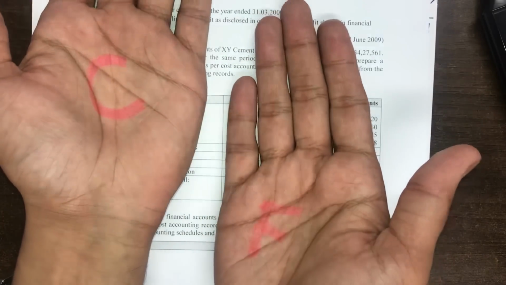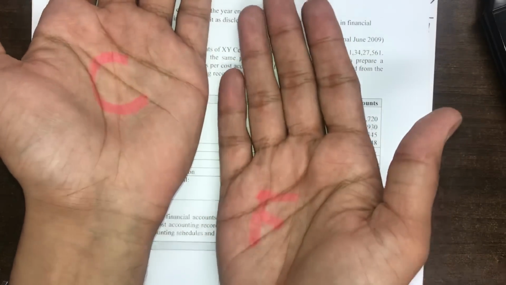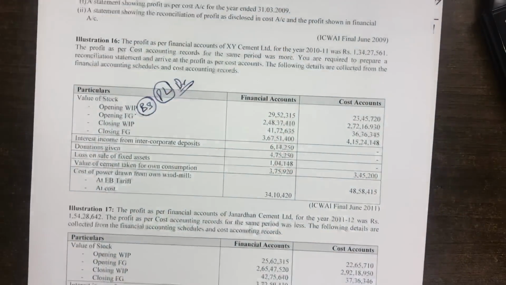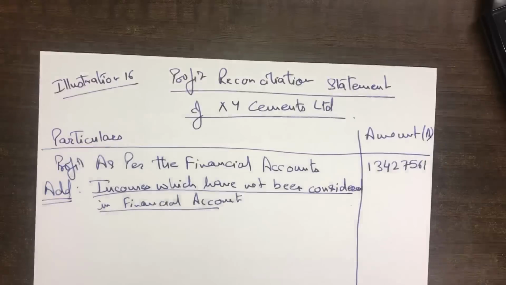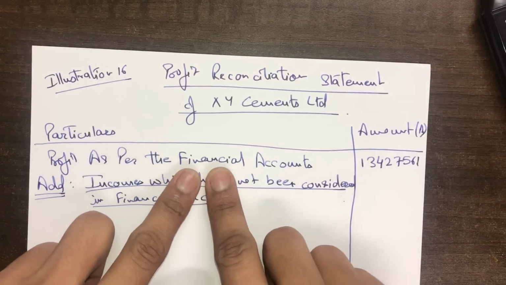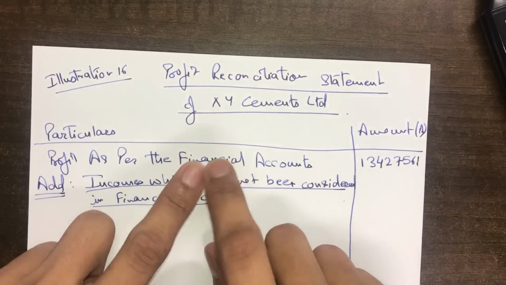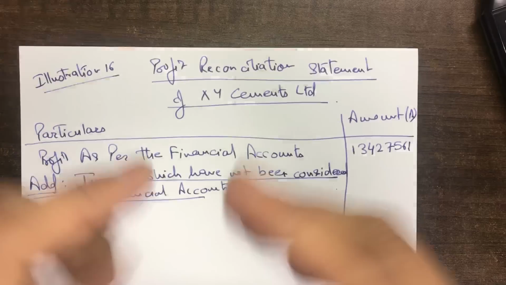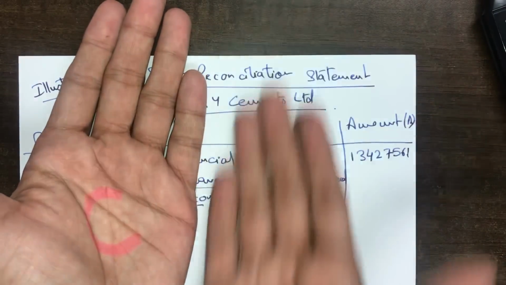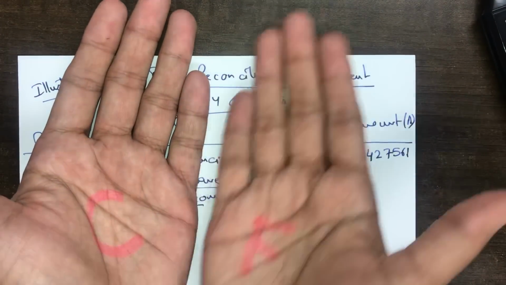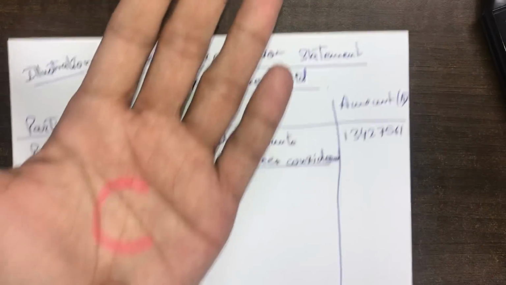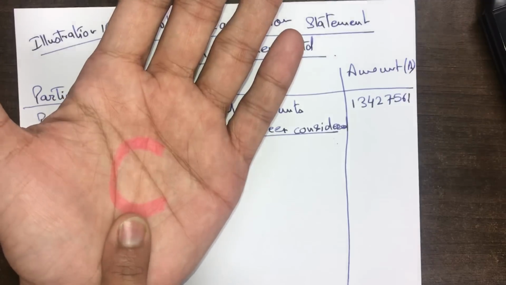The answer would lie in which profit you have taken as your starting figure in your question. So tell me, in your question, what is the starting point? The starting point is financial accounts, financial profits. Then you have to only move your hand which represents your financial profit. You cannot move your hand which represents the costing profit.